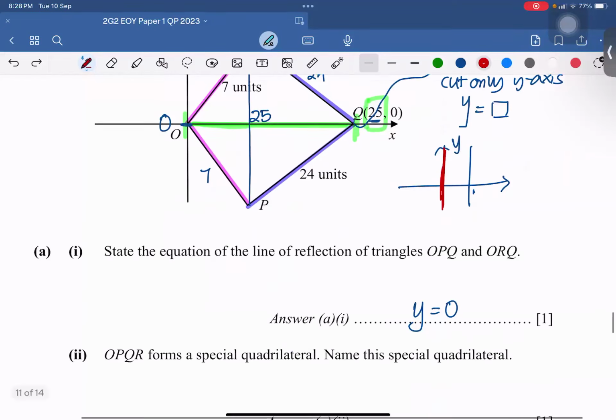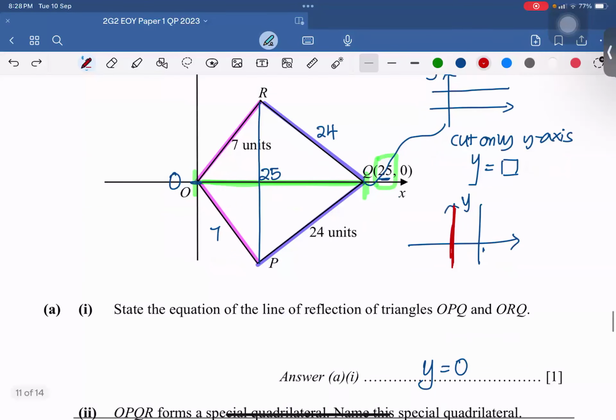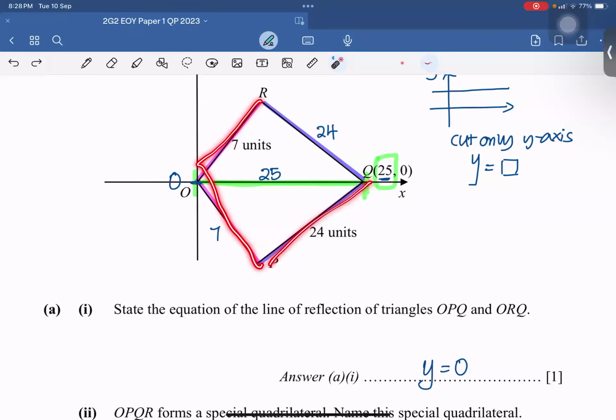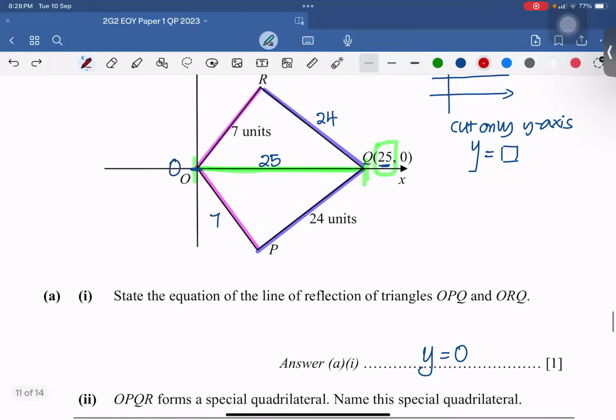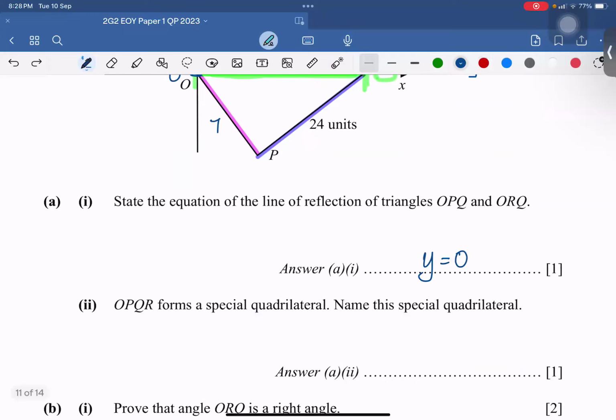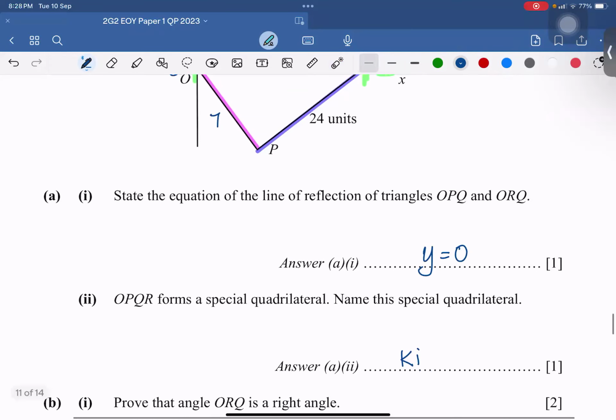Then what's the name of this special quadrilateral? I drew it so obviously already. What is the name? It starts with K. Y'all really don't know what this shape is? Sec 1 work. K, I... Kite. Yes, a kite. I know some people are going to tell me diamond or slanted square, whatever.